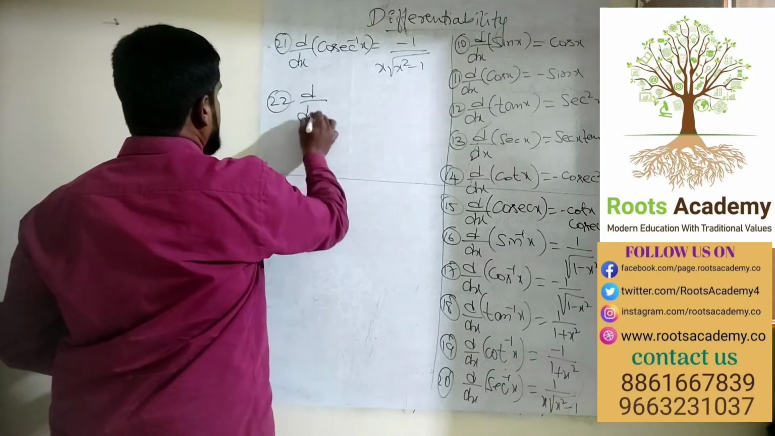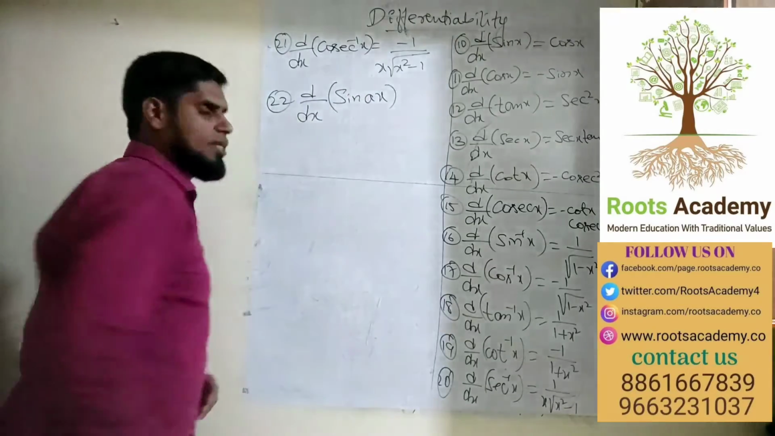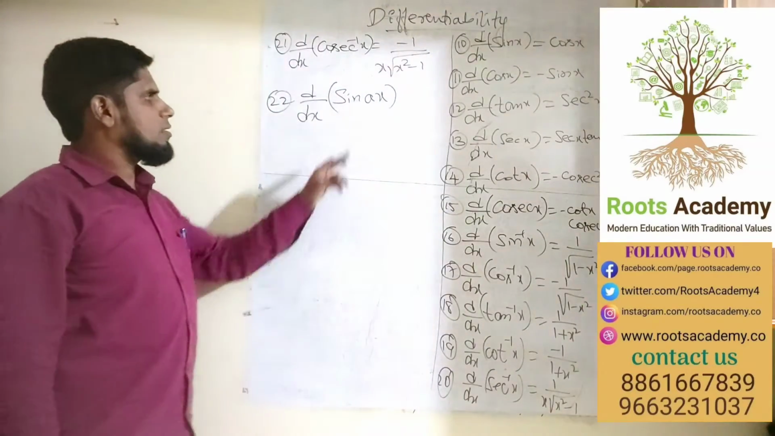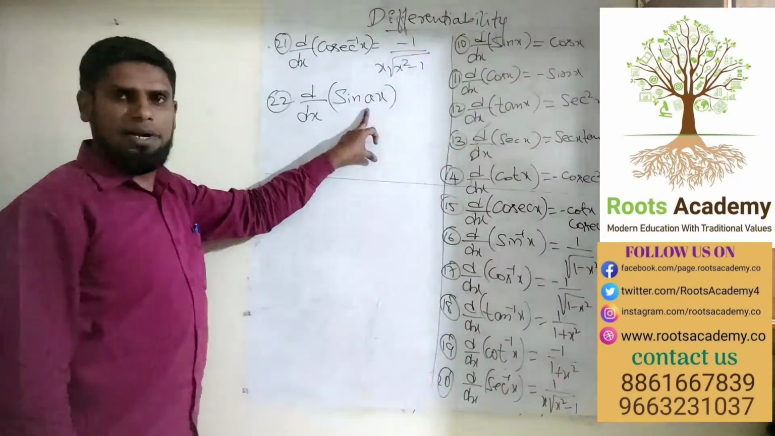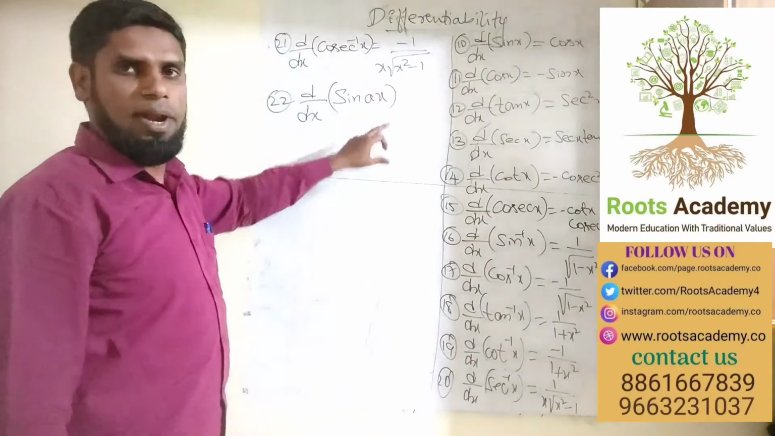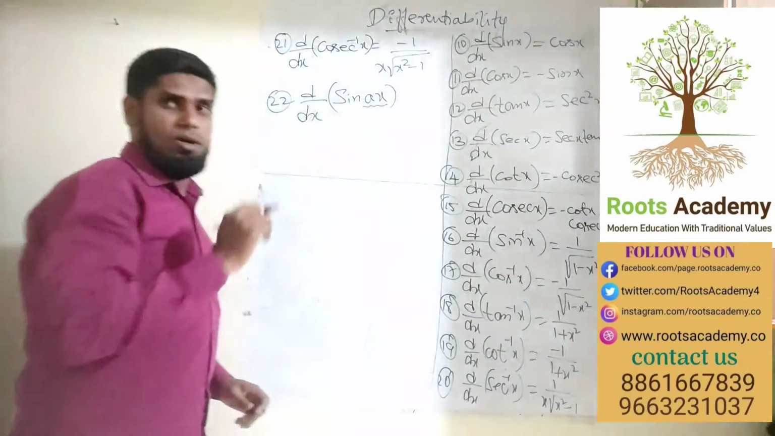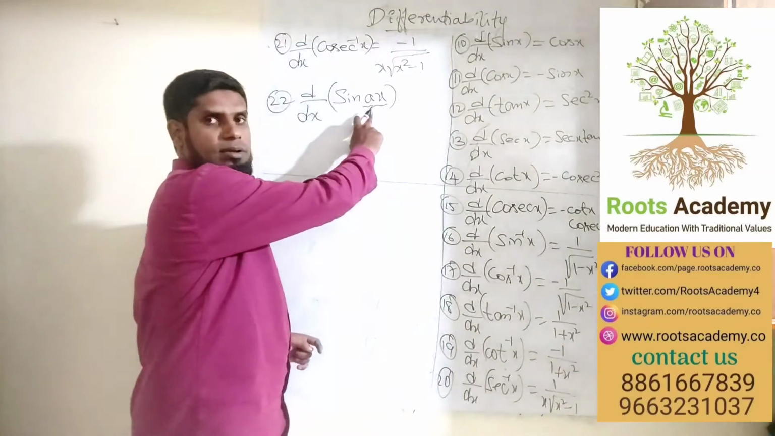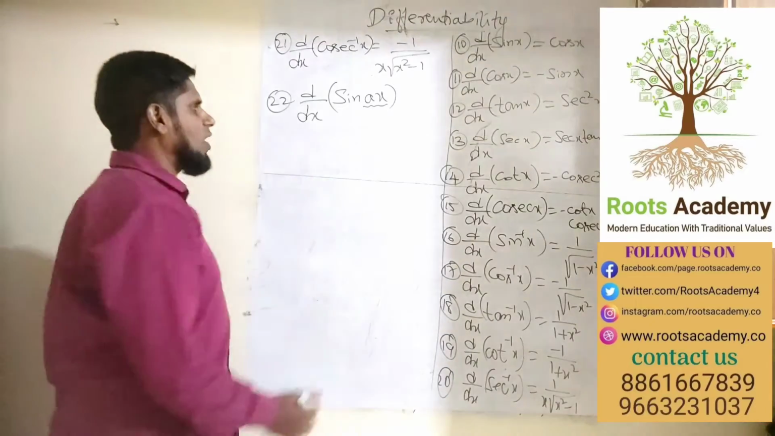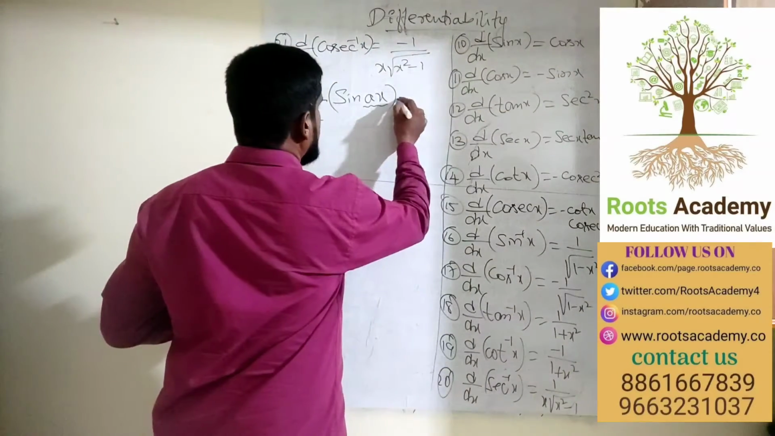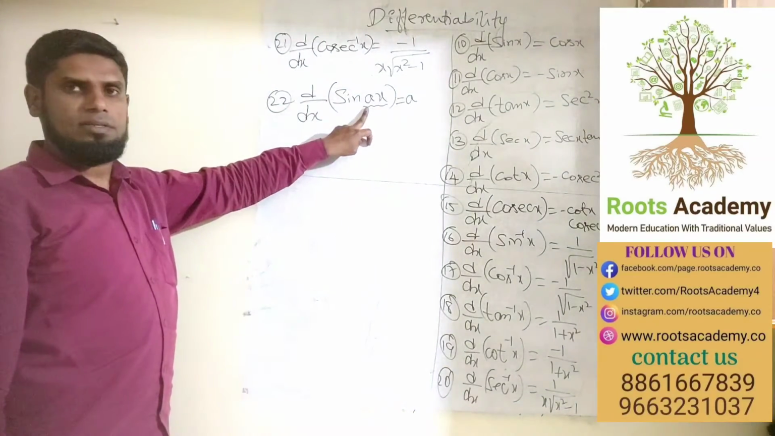22 number, it is d by dx of, suppose, sine ax. So here I got a multiple angle. This is a direct angle, but here a is multiplied to x, so it is called as multiple angle. So students, whenever this kind of multiple angle comes, whatever the multiple is there, that we will write before the derivative of the function. That becomes a. A is a multiple here.